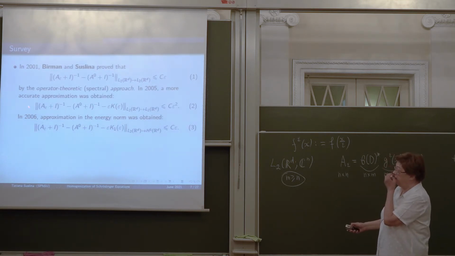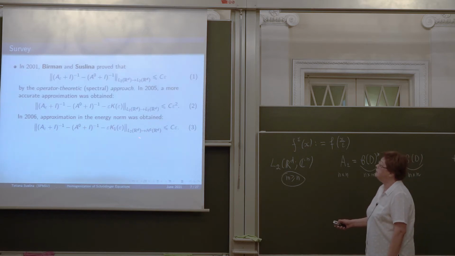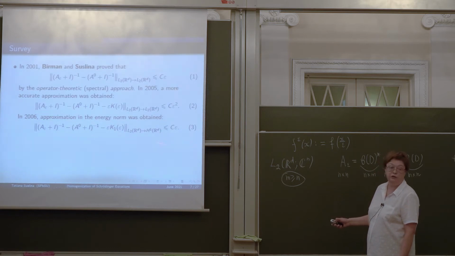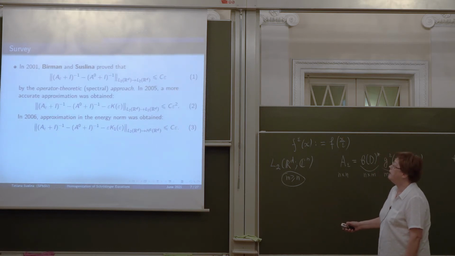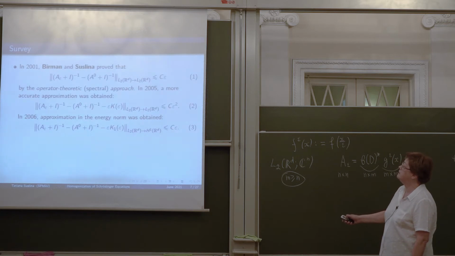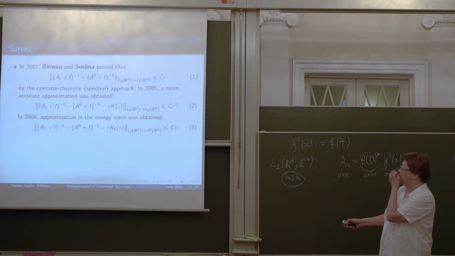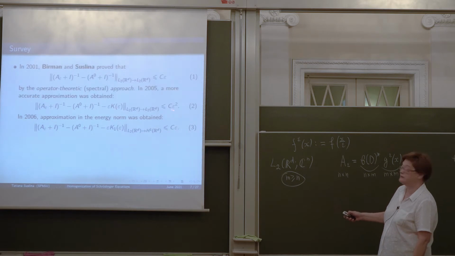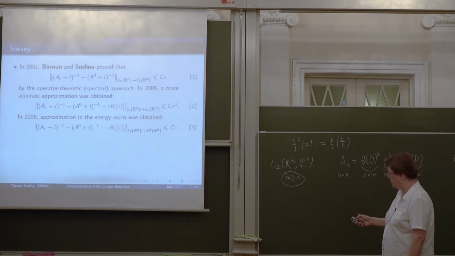And finally, in 2006, an approximation for this resolvent in the energy norm was obtained. Here we take the norm from L2 to H1, which is often called the energy norm. And here the error is of order epsilon. K1 also is called a corrector, but these correctors are different in estimates 2 and 3.